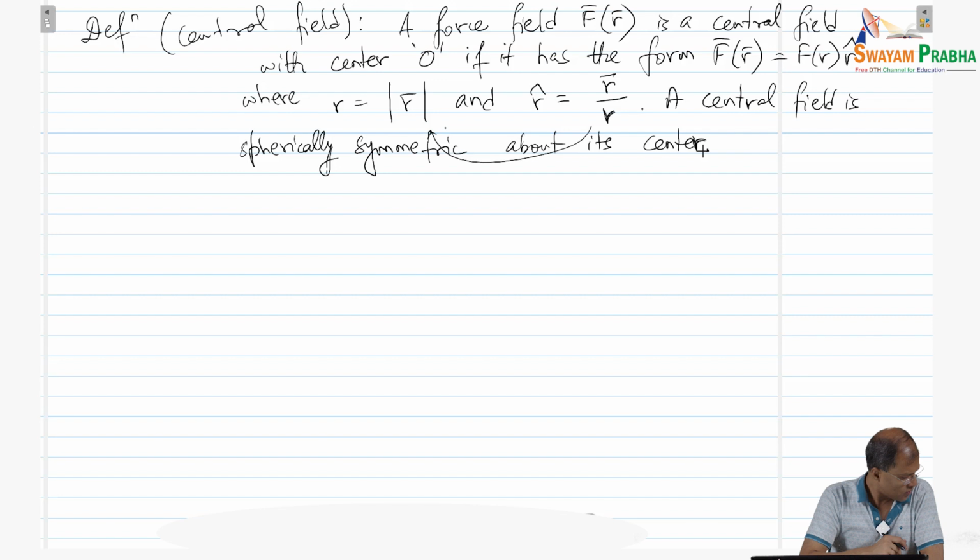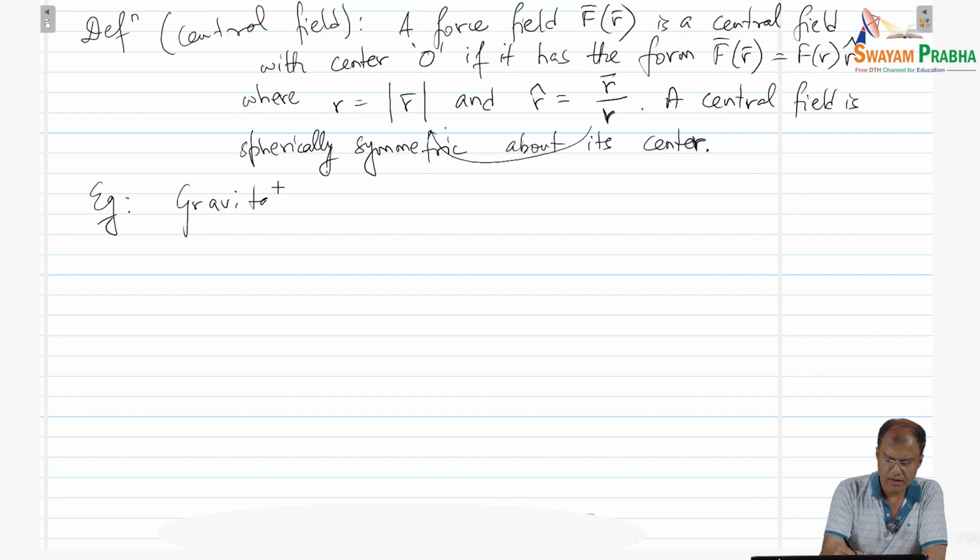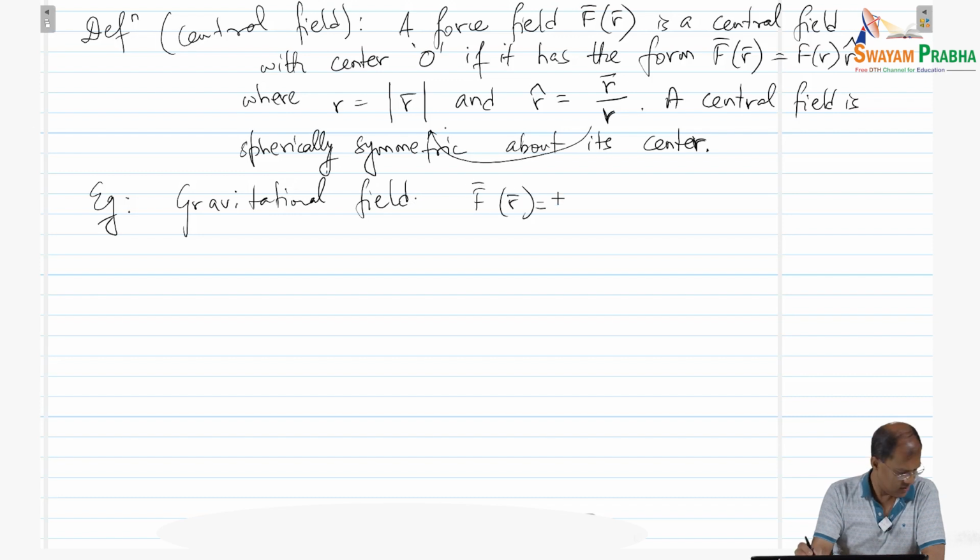Okay, so what we have is, of course, one example that we are going to deal with all the time: the case of a central field, which is the gravitational field. So an example which is present all the time is that of the gravitational field. Okay, so in this case the force field has the following form.